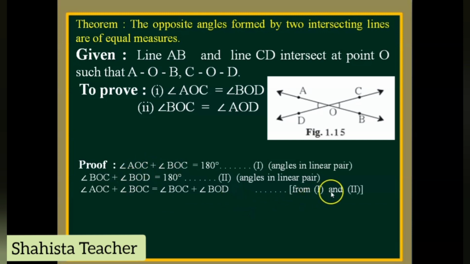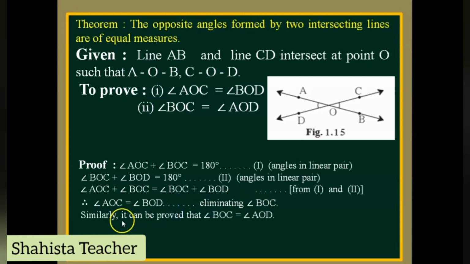From conditions 1 and 2, we have to eliminate BOC. To prove AOC is equal to BOD, we have to eliminate BOC. So we will write angle AOC is equal to angle BOD, eliminating BOC. Eliminating means cancelling BOC.